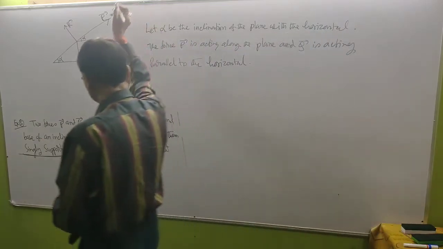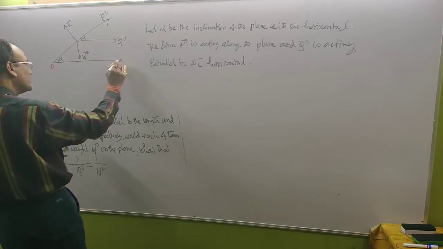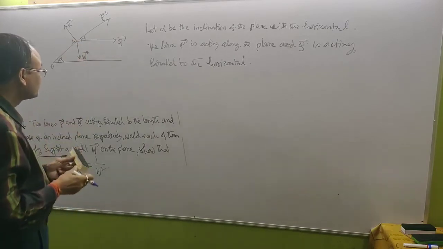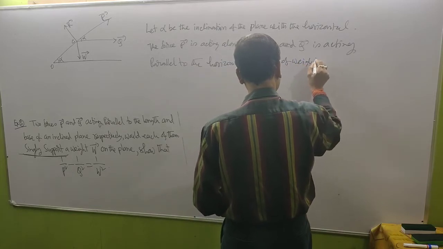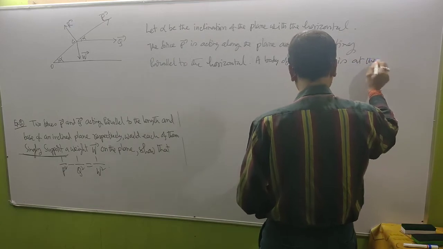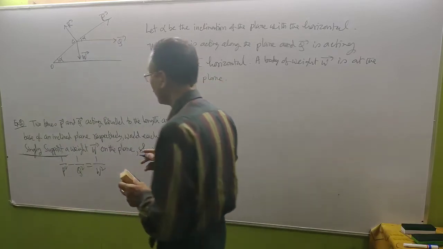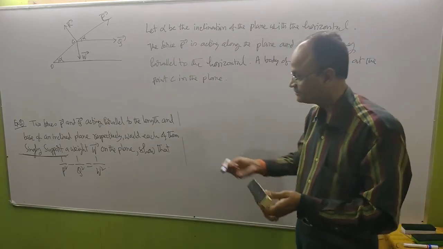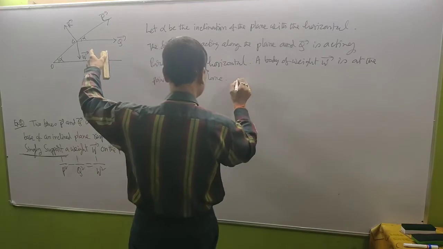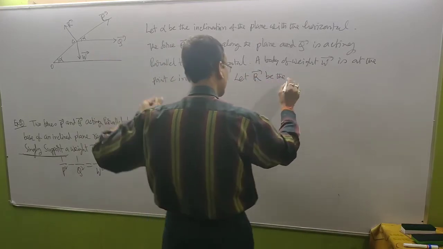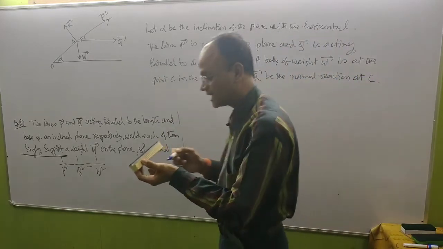Suppose a body of weight W is at the point C in the plane, as shown in the figure. Let R be the normal reaction at C.